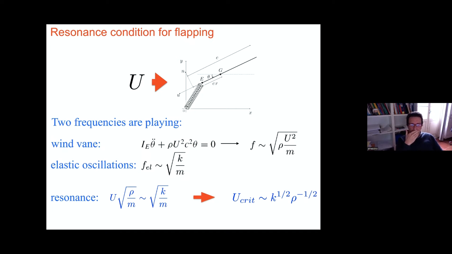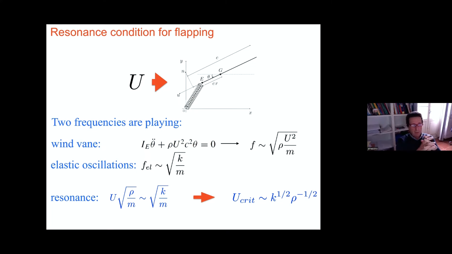Let me try to simplify a little bit the analysis. Let me simplify the system in the way depicted in the picture above. You have a wing, which here we consider in two dimensions for the sake of simplicity. You have the elastic degree of freedom, here represented by a simple spring. It is really a simple exercise to write down the Newton equation for the system.